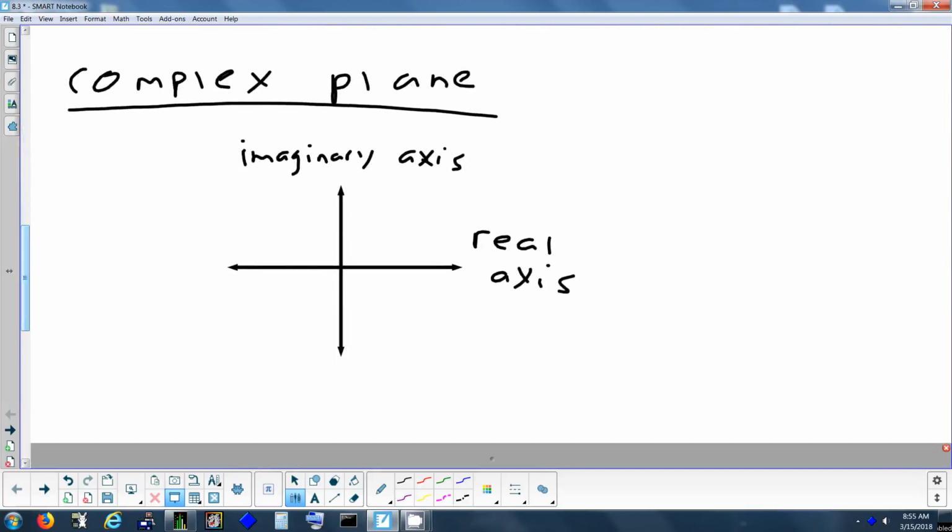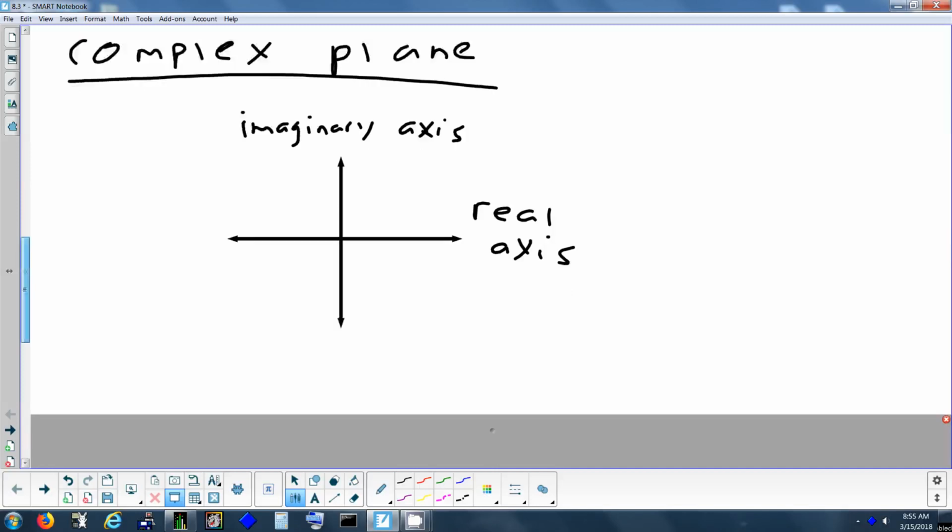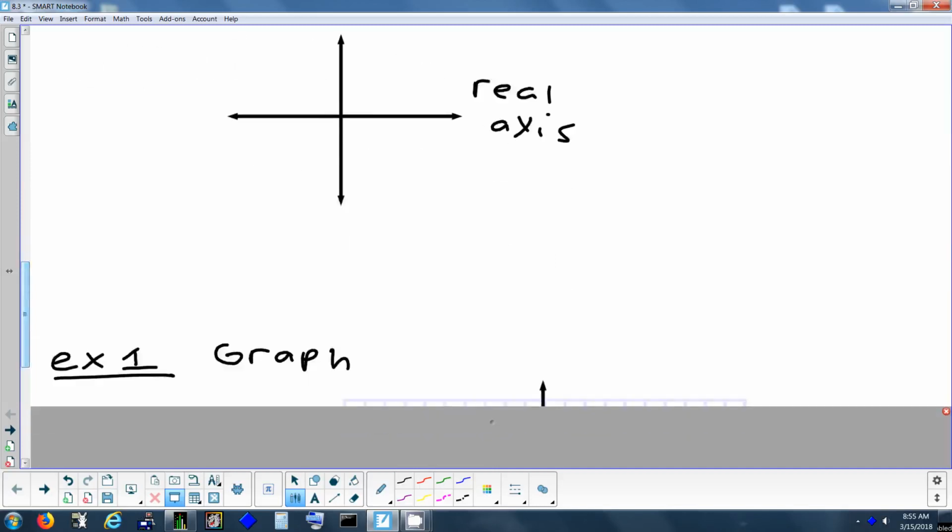So what we'll do is look at some examples of graphing complex numbers. The point of this isn't really just to graph them. When you have a complex number and you want to write it in trig form, the first step is to know the quadrant it's in. If you can graph it, then you can figure out the quadrant. That's why I'm showing you how to graph.